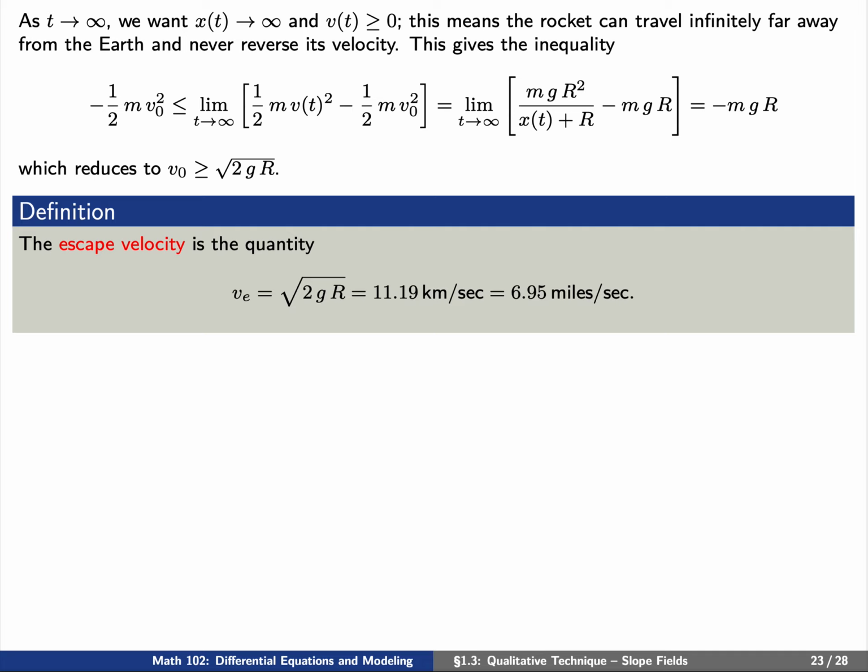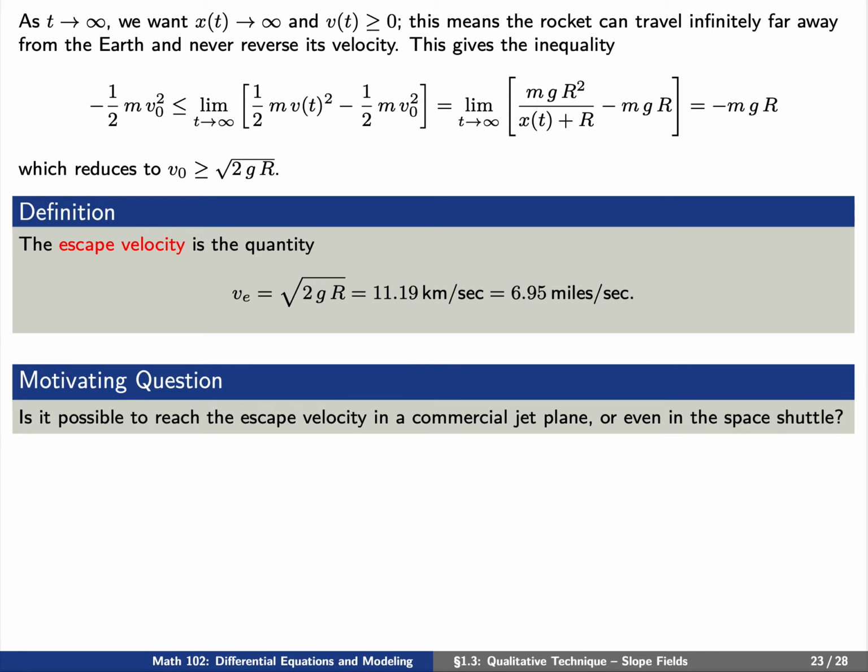Here we'll take a look at the limit as t increases without bound. First, v(t) must be greater than 0. So on the left we see that this is greater than negative m v0 squared. On the right, as t increases without bound, x(t) goes to infinity, and so we find minus mgR. This means that if we'd like to make sure that our rocket travels infinitely far away, then our initial velocity must be greater than a certain number. This number is what we define as the escape velocity. It's roughly 7 miles a second.